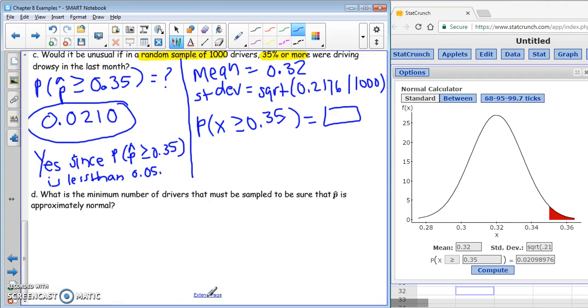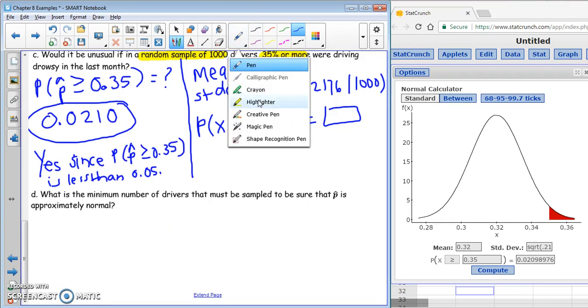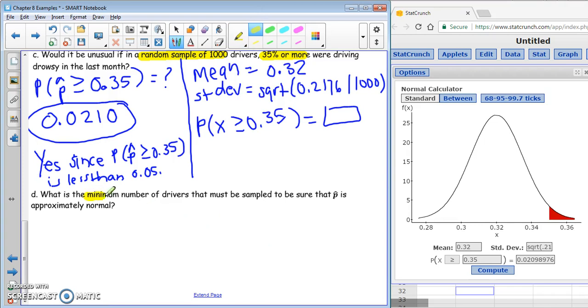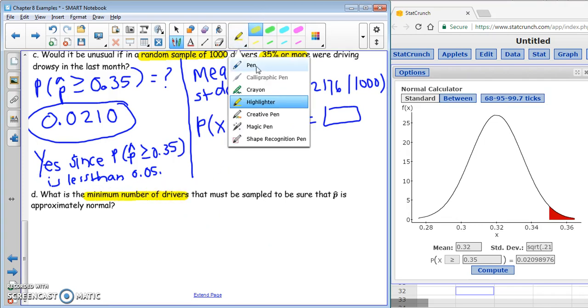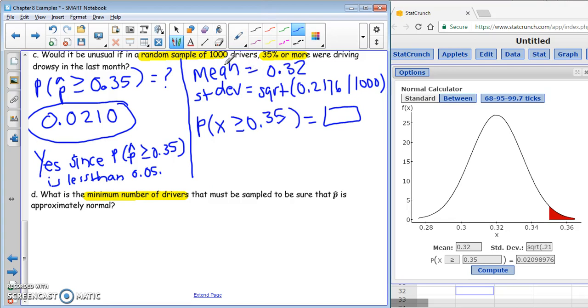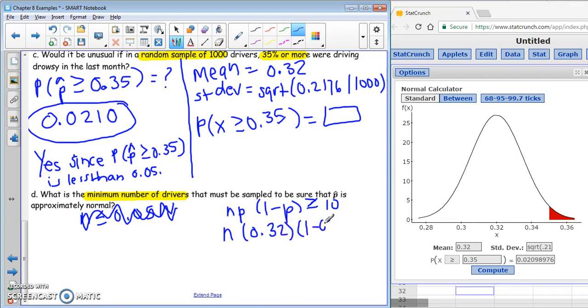So last question here. We want to know the minimum number of drivers that must be sampled to be sure that p hat is approximately normal. So the minimum number of drivers. So to be normal, we know there are two conditions. That's n is less than or equal to 0.05 capital N, and n times p times 1 minus p is greater than or equal to 10. So this one doesn't help us because we don't know capital N, right? So we're going to use this one. We do know what p is, right? So p is 0.32.